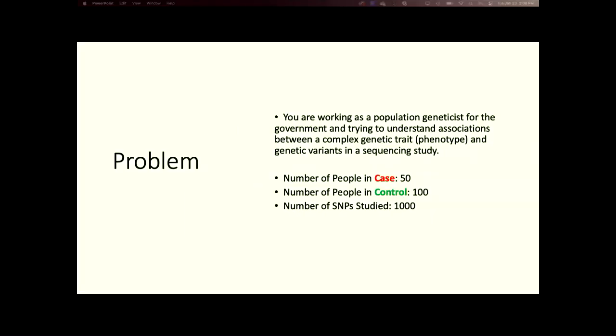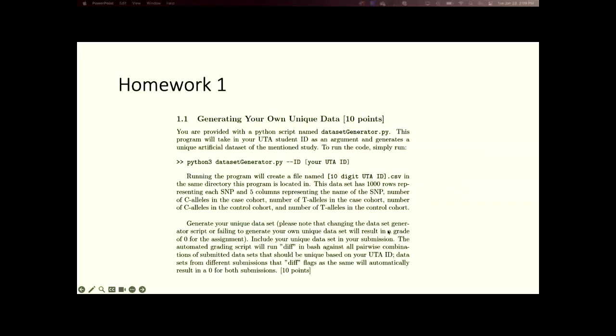So the problem is you are working as a population geneticist for the government and trying to understand associations between a complex trait and the genetic variants in this study. So there's 50 people with the disease, 100 people without, and we're looking at 1,000 genetic variants. So this is a typo. This should be supplementary exercise 1.